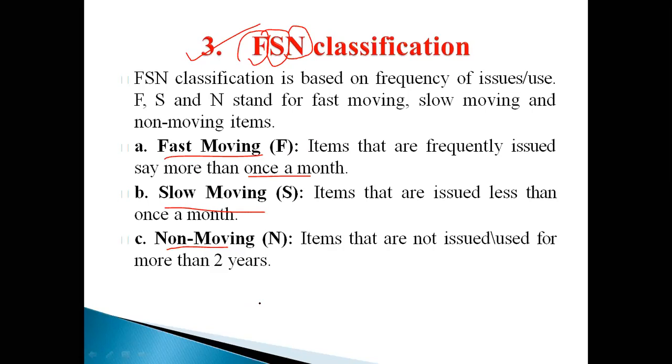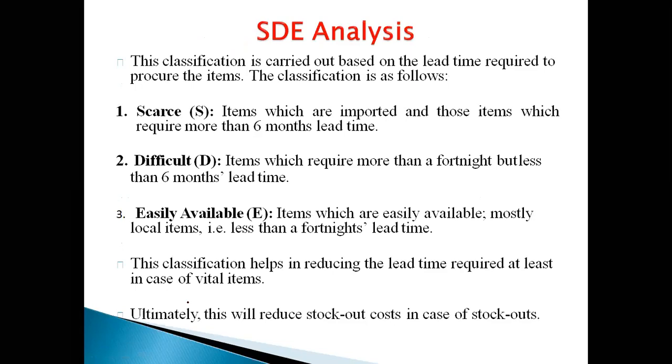Slow moving items means they generally move from the storage racks once or twice in a month. And fast moving items are frequently used or issued more than two or three times in a month. That is called fast moving. On that basis, they analyze and control the inventory. Second is SDE, that is scarce, difficult, and easy.